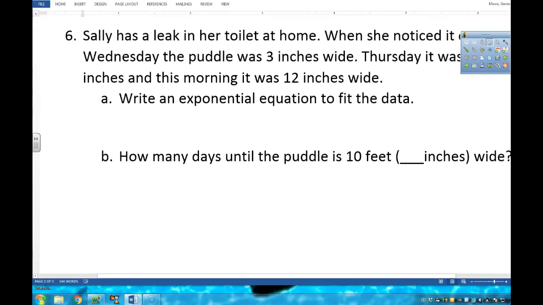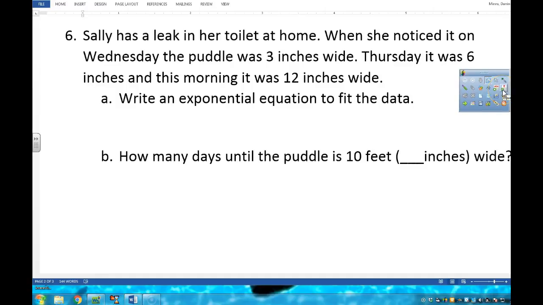Oh, we've seen leak problems before. Move this so we can see everything. It says, Sally has a leak in her toilet at home. When she noticed it on Wednesday, the puddle was 3 inches wide. Thursday, it was 6 inches wide. And this morning, it was 12 inches wide. Well, I don't know why she hasn't cleaned up the puddle, but she hasn't. Write an exponential equation to fit the data.